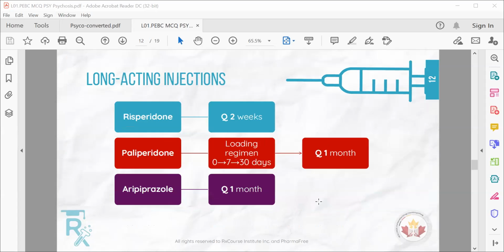Now we have injections, and one of them is Respiradon, one is Palpyridone, and one is aripiprazole. I need to ask you first, we have never seen injection for antidepressant, for example, but why are we seeing injection for antipsychotic? Anyone has a rationale for that? Why are we making injection for antipsychotics?